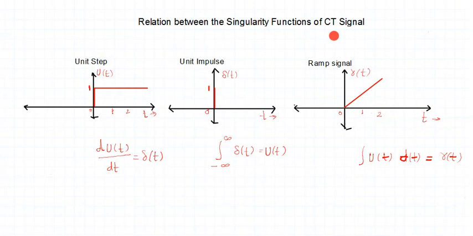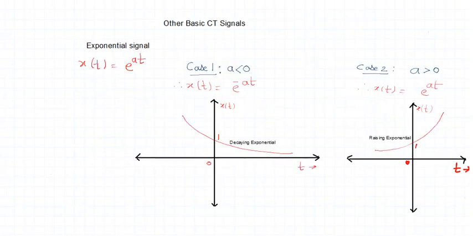Now we move on to some other basic CT signals. Exponential signal. You can see here, these graphs correspond to the exponential signal. This is an exponentially decaying signal. This is an exponentially rising signal. So what is the governing equation? The governing equation of these signals is x(t) equals e raised to at.